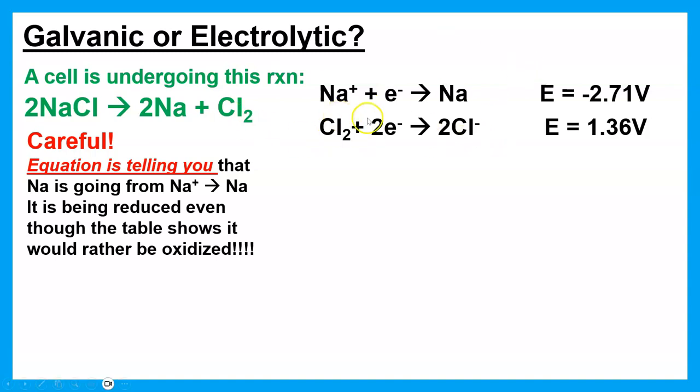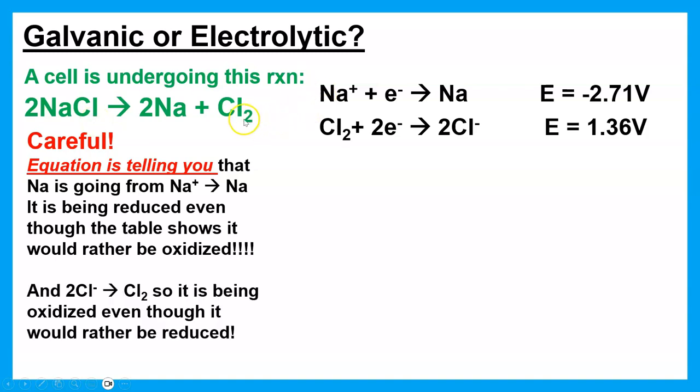And I have to flip this one. Even though it wants to be reduced, in this chemical equation, I have chloride ions that are getting turned into chlorine gas. It's being oxidized, losing electrons. I have to flip it, don't I?